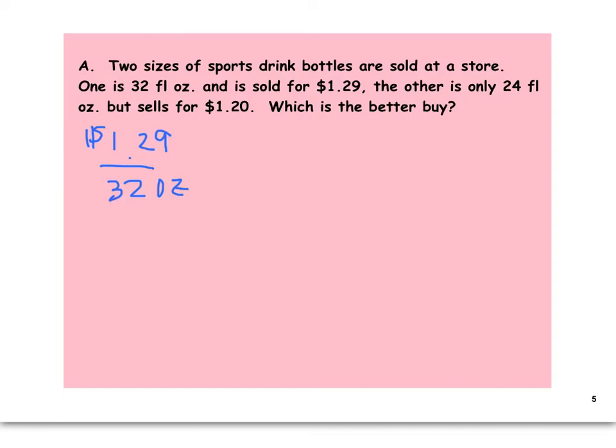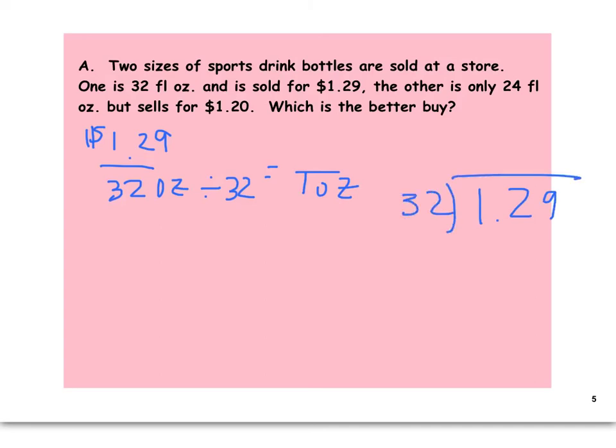I don't want to divide by 1.29. First of all, I don't like dividing by decimals. That's a little bit more challenging for me. Second of all, I don't want to know what 1 penny will buy me, because if I go to the store and try to buy part of a shampoo bottle or a sports drink bottle, they're not going to allow me to do that. So in this case, if I want to find out what happens for 1 ounce, I'm going to have to divide the denominator by 32. Then I'm also going to have to divide 129 by 32 as well.